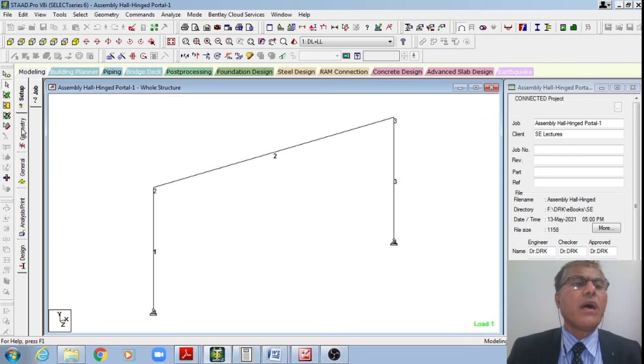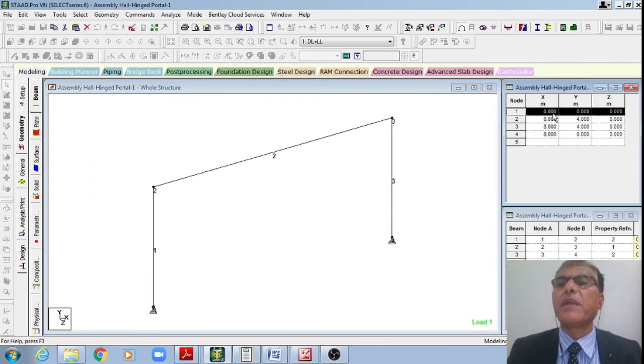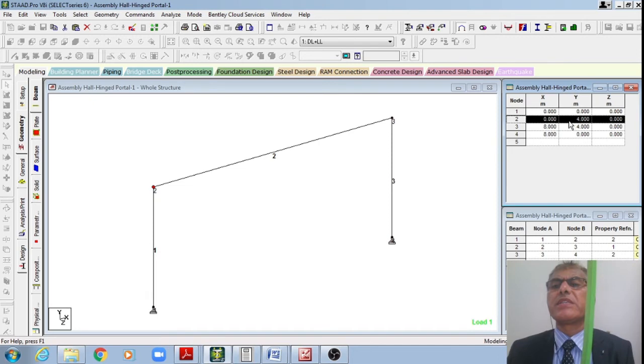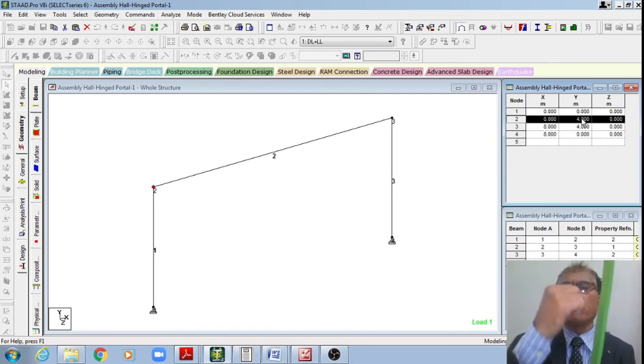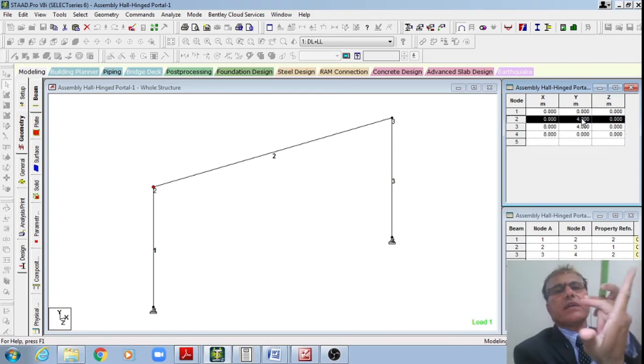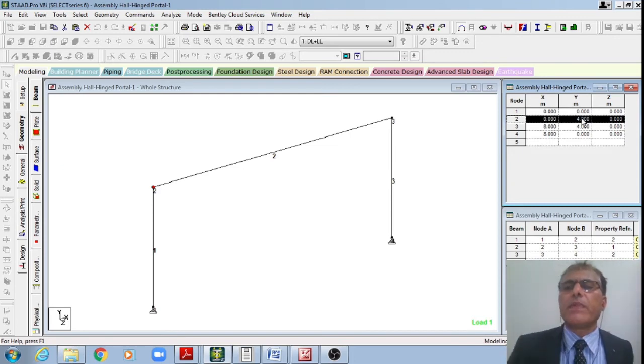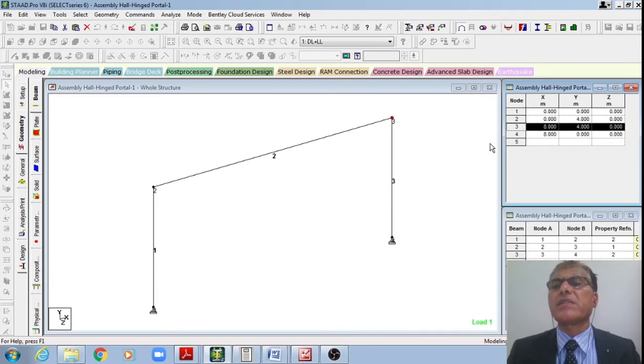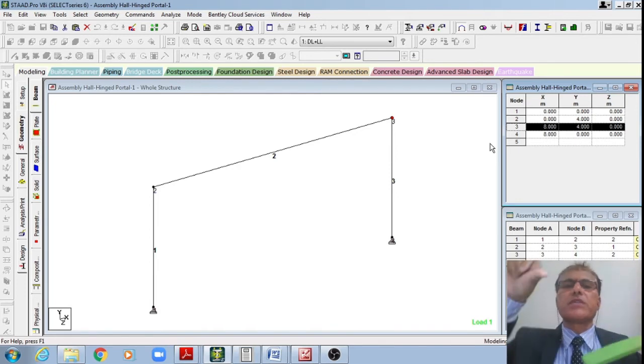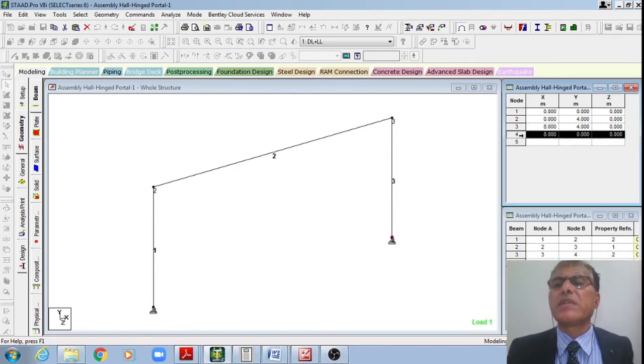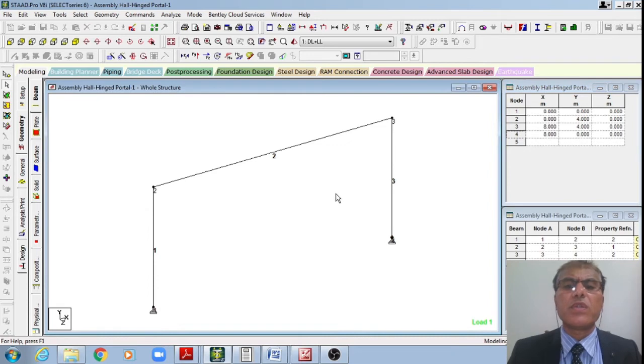Now I'm on the next page, geometry. I'm defining the geometry for the different nodes. The first node I'm defining as 0 0 0, that is my origin, student. The second node is the top of the left column, at x equal to 0, height equal to 4 meter, and z equal to 0. That is how x, y, z are defined in counterclockwise direction. The third node is at a distance of 8 meter and a height of 4 meter, with z equal to 0. Likewise, the fourth node is created at a distance of 8 meter and y equal to 0, at the zero level, and z equal to 0. That is how the nodes are defined.